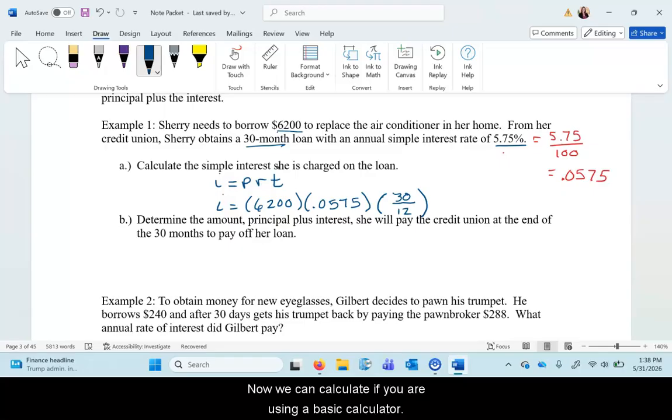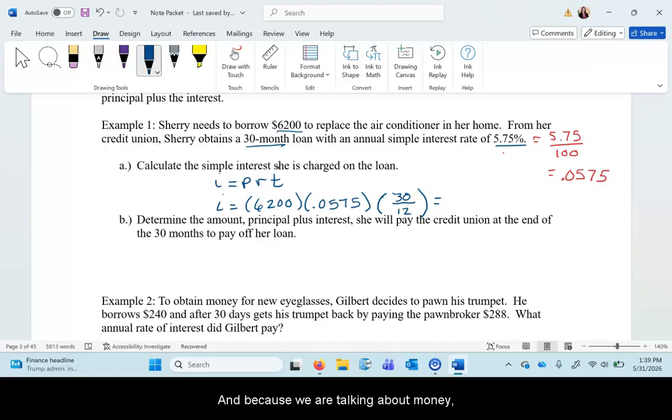Now we can calculate. If you are using a basic calculator, what I would suggest first is to do the fraction first, meaning in your calculator, put in 30 divided by 12, click enter, then multiply by the 0.0575 and the 6,200. It will just help you with errors. But if you're just using a basic calculator, I would say do the fraction first. And that just means 30 divided by 12. Now, put all that into your calculator.